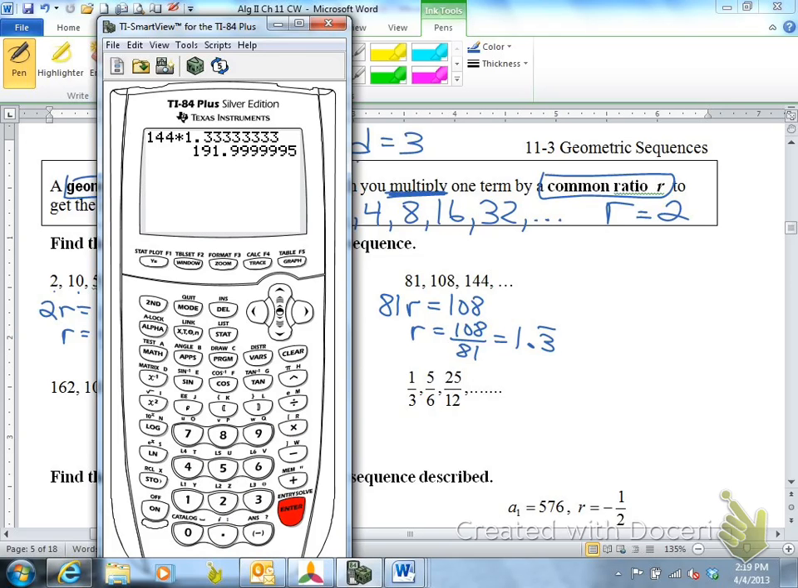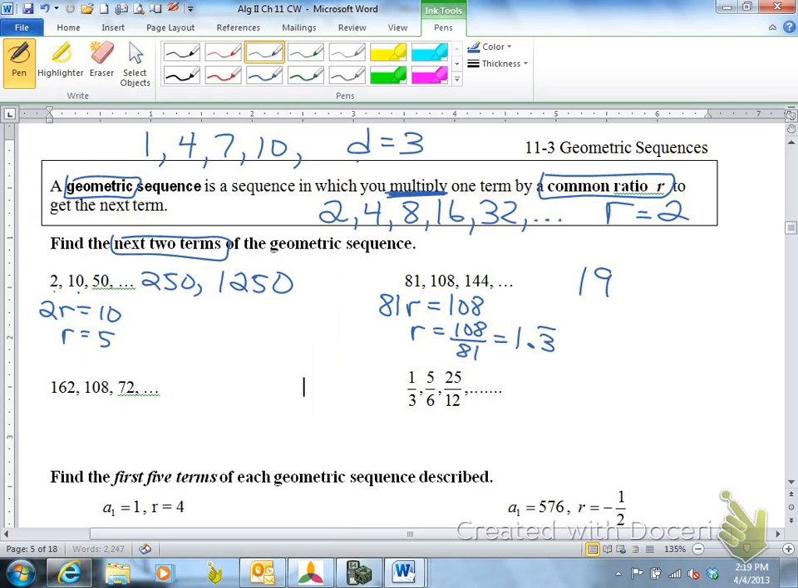times 1.3 repeating, and you should use several 3's, or you could do 4/3. We would say this is 192, and then we would multiply by 1.3 again. So we'd have 256. You should round it just because we rounded the 1.3 repeating. So 192 and 256.